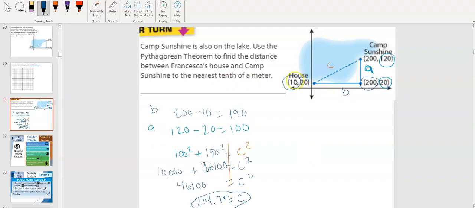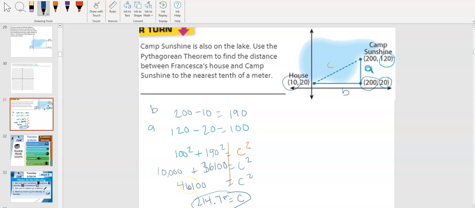All right, so if you found the distance between the house and this extra point over here, you would have seen that the x value over here was 10 to 200, so that's a difference of 190. The y value, I did a difference between 120 and 20, that's 100. I plugged them into my equation. Don't be afraid of big numbers. It makes sense that they would be really far away because we're dealing with meters and distance. So we're going to get into the 10,000 meters. Basically, when you add them together, you're going to get 46,100 meters.